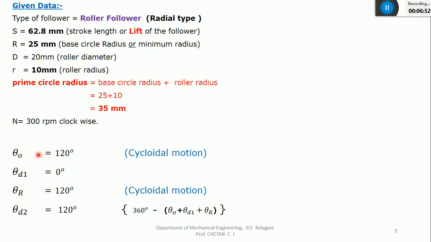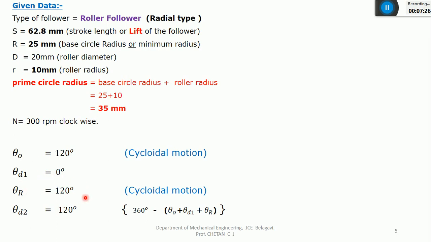And these are the four angles. As I mentioned, the outstroke and the return stroke are 120 degrees each. It is mentioned with a cycloidal motion. Both the outward and the return stroke are with a cycloidal motion. Nothing is given about whether there is a dwell between the outward and the return stroke, so I can assume the first dwell is 0, because nothing is mentioned about this parameter. Only they have mentioned the outward is 120, the return is 120. So I can assume that the dwell between the outward and the return stroke is 0.